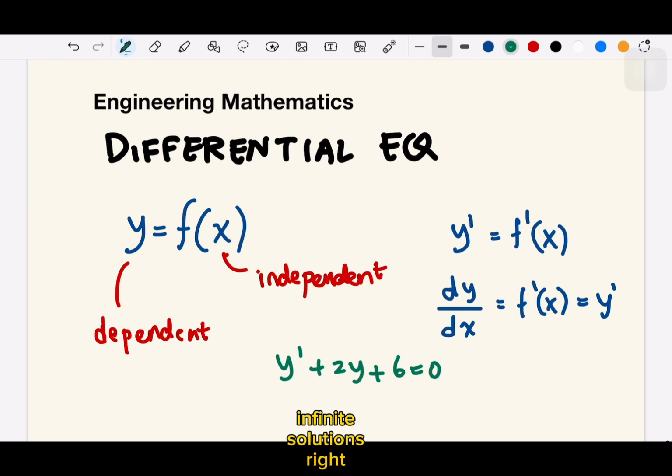And plus c can be any number, which means the solution can have infinite solutions, right? Okay, so in this chapter, differential equations, we are going to cover several techniques for solving differential equations. And before going through these techniques, we need to first categorize what kind of differential equation we are going to handle.